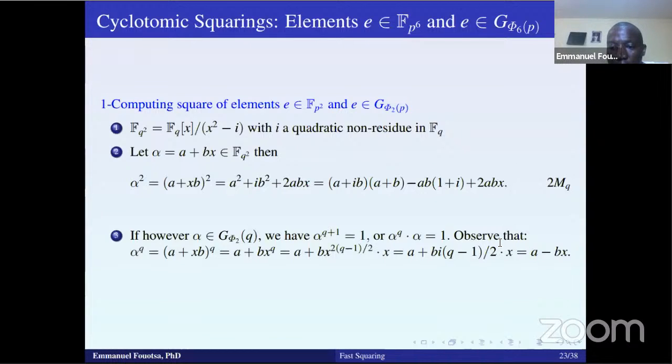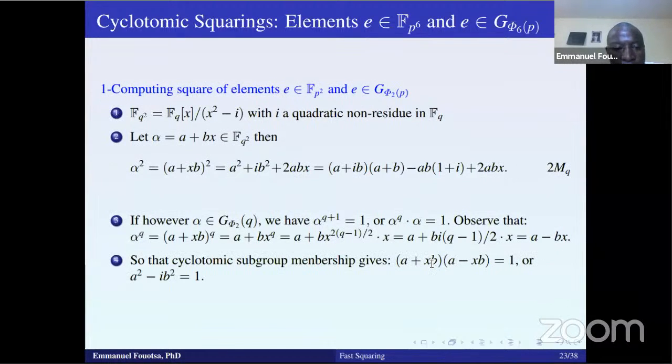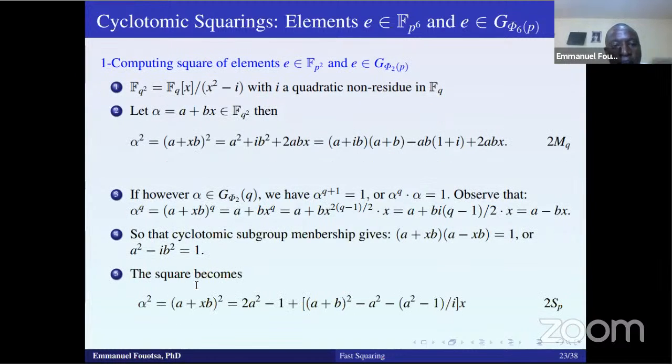Okay, we obtain this, that is alpha conjugate is simply equal to A minus BX, just a conjugation. Interpreting this relation, alpha conjugate times alpha equals 1. We get A squared minus B squared equal to 1. So if you substitute this in the above relation, in the squaring formula, we get alpha squared, which is reduced to this simple expression, that is just 2 squarings.